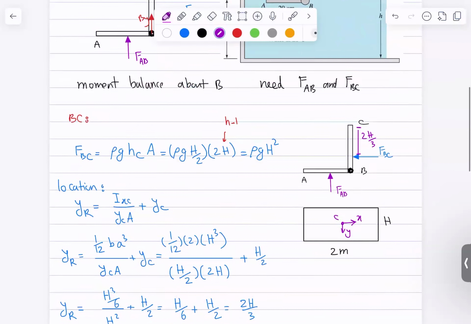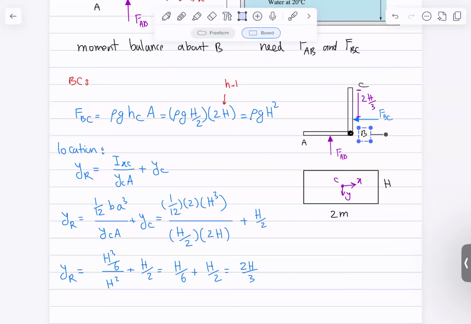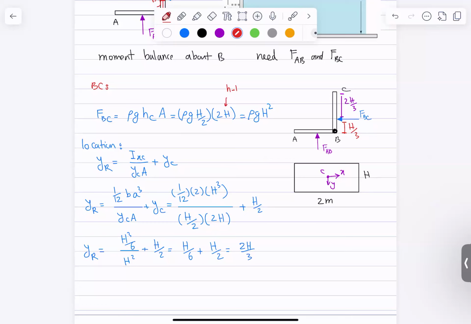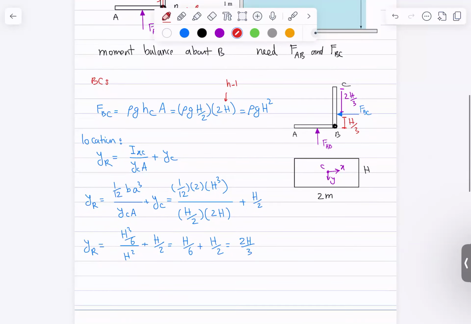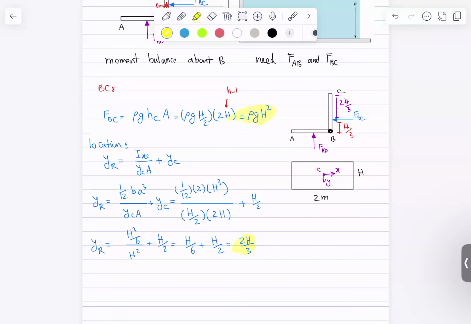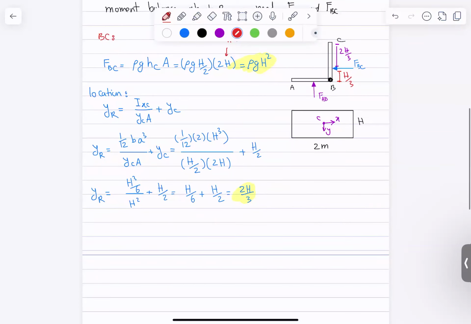Okay, and this part from the force to B, that is H/3, which is the part we want if you want to write the moment from FBC about B. All right. So I'm going to highlight this. This is the magnitude, I'm going to need this. And this is the location. Okay, so that's BC.